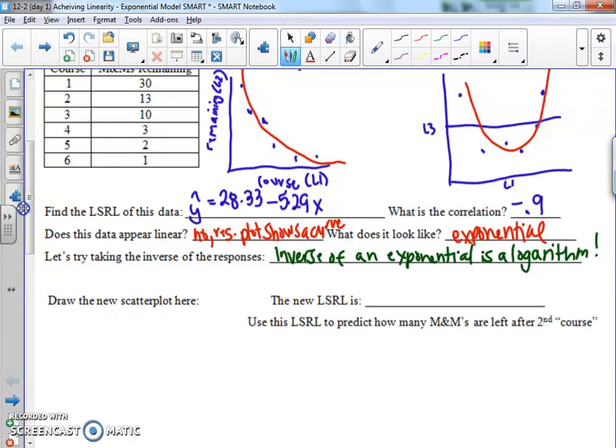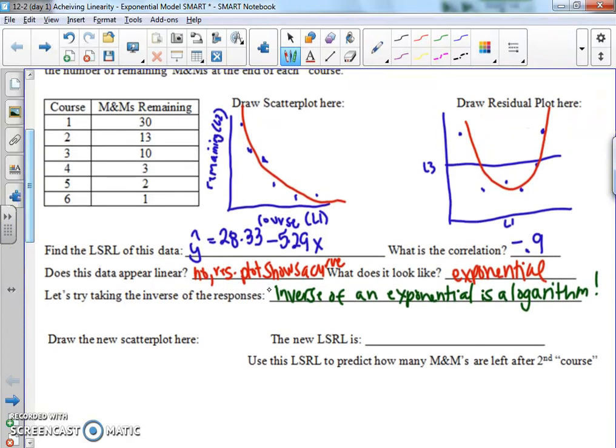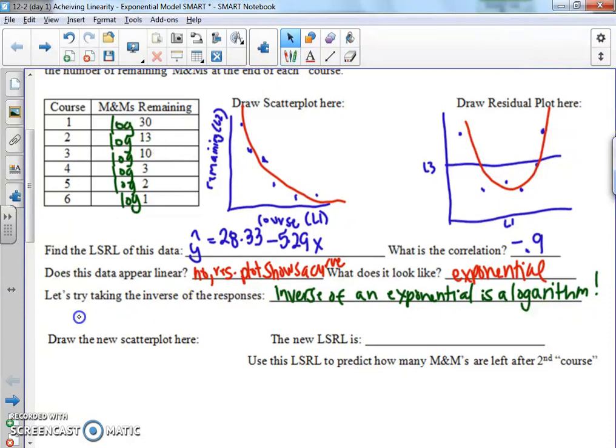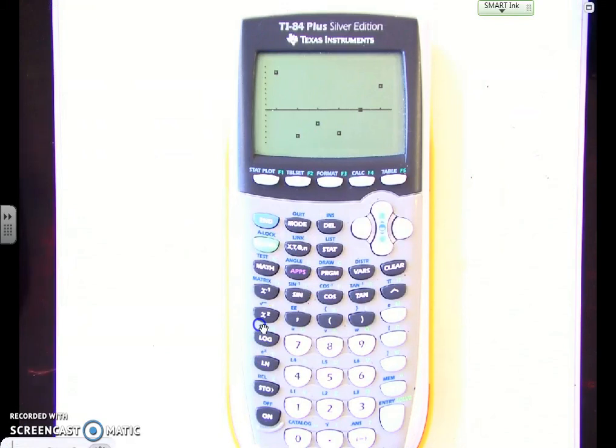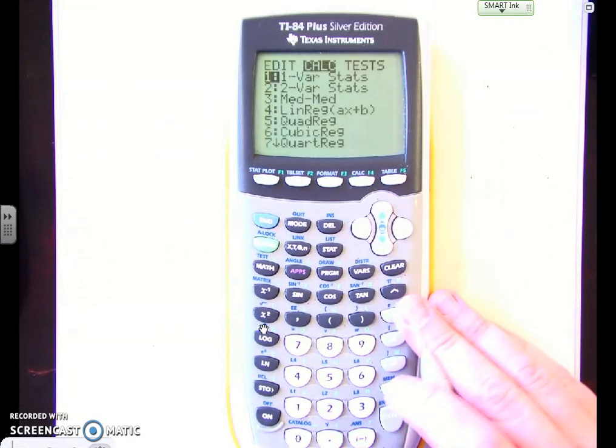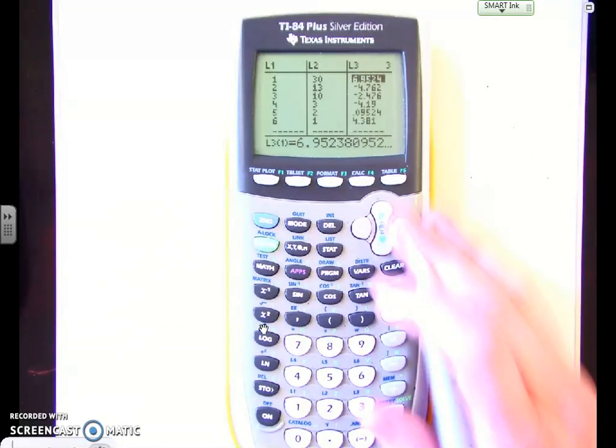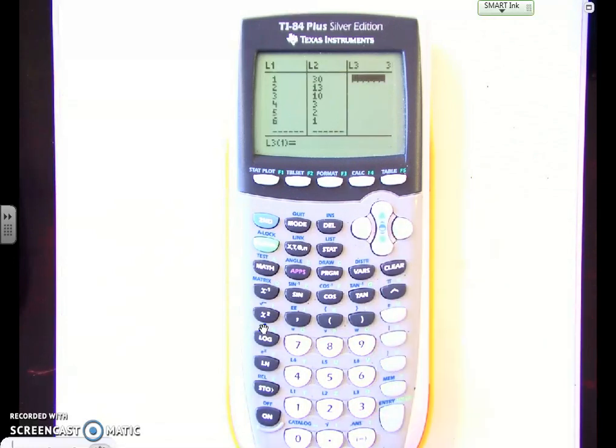So here's what I'm going to do. We're going to take the log of the responses. So basically we're going to do like log 30, log 13, log of 10, log of 3, log of 2, log of 1. What we're hoping to do is undo the exponential shape by doing the inverse, a logarithm. So I'm going to go back to my calculator and I'm going to show you what I mean by this. Okay? So I'm going to go ahead and just delete out my residuals. I don't need those right now.